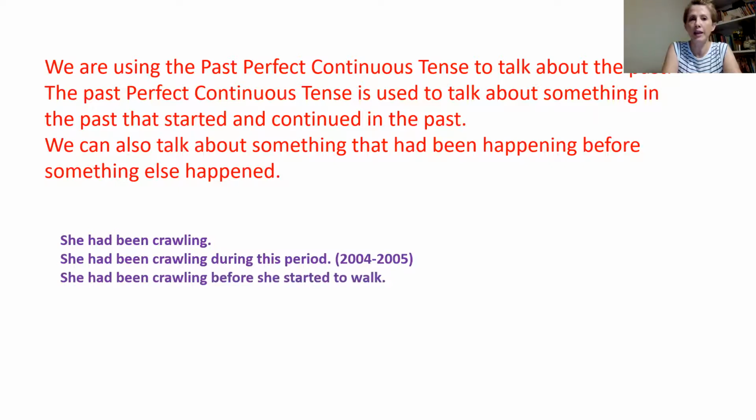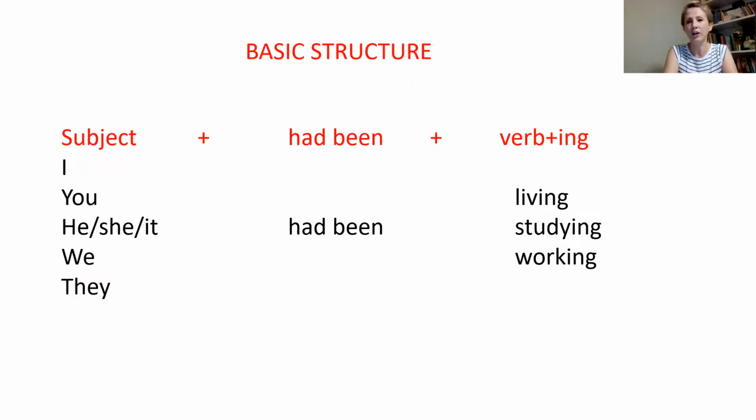We can also talk about something that had been happening before something else happened, and that was she had been crawling before she started to walk, right? There was a crawling baby in 2004 and there was a walking baby in 2005. So we can say she had been crawling before she started to walk. Good. Let's look at the structure.